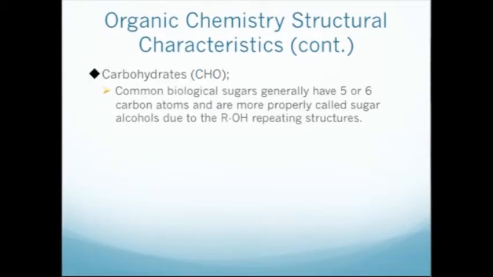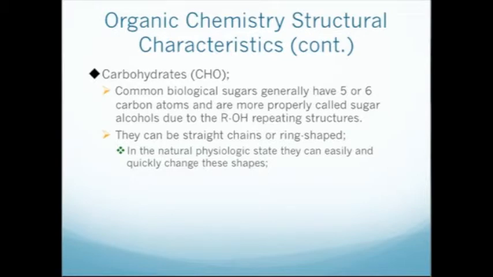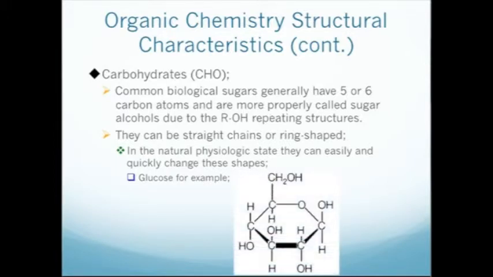We'll review carbohydrates now. Carbohydrates are basically common biological sugars that generally have 5 or 6 carbon atoms and are more properly called sugar alcohols due to the R-OH of repeating structures. They can be straight chains or ring-shaped, and in the natural physiologic state, they can very easily and quickly change from these 2 shapes. Glucose would be an example.